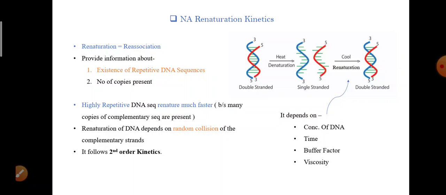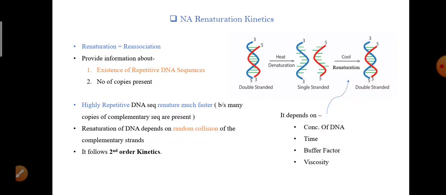And how does it happen? Let's see. The highly repetitive DNA sequence will renature much faster, because many copies of the complementary sequence are present in the genome. That is why highly repetitive DNA sequence will renature much faster. And this renaturation occurs due to random collision of the complementary strands, so the highly repetitive DNA sequences, being much greater in number in the genome, will collide many more times and will be renatured much faster.